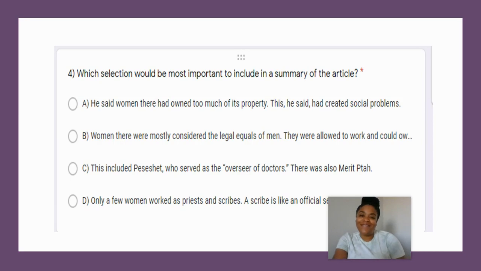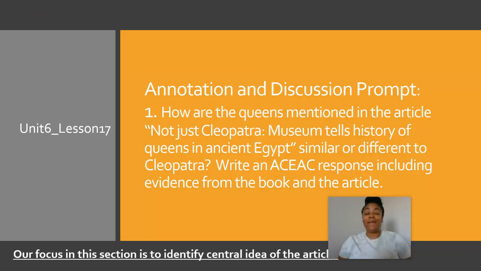We're moving on. So now, scholars, we're going into our independent practice. Let's remember our ACE response. Our discussion prompt is, how are the queens mentioned in the article, not just Cleopatra, Museum tells history of queens in ancient Egypt, similar or different to Cleopatra? Write an ACE response, including evidence from the book and the article. So, scholars, as we go in, we must include evidence from both the book and the article. Let's also remember we're telling how they're similar or how they are different.